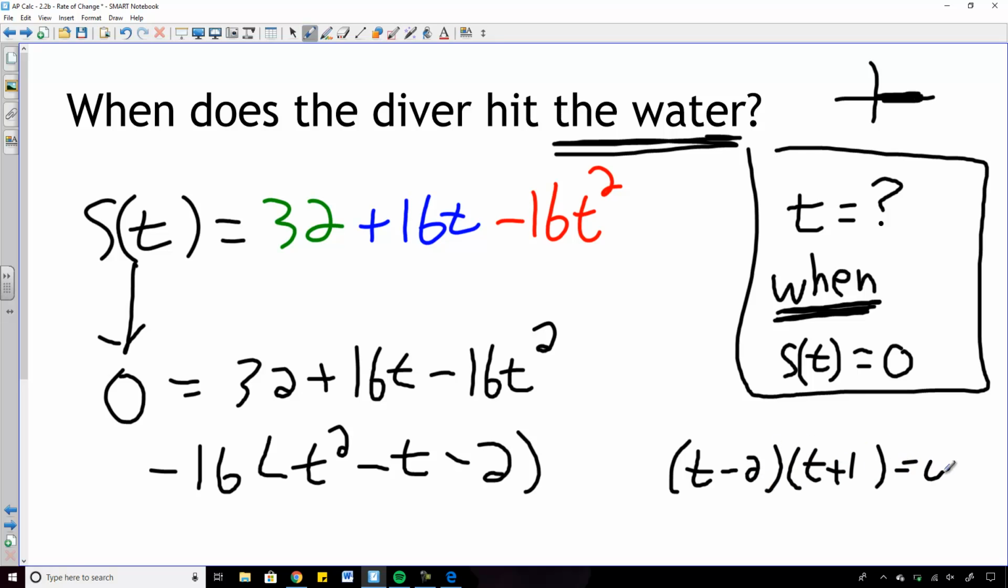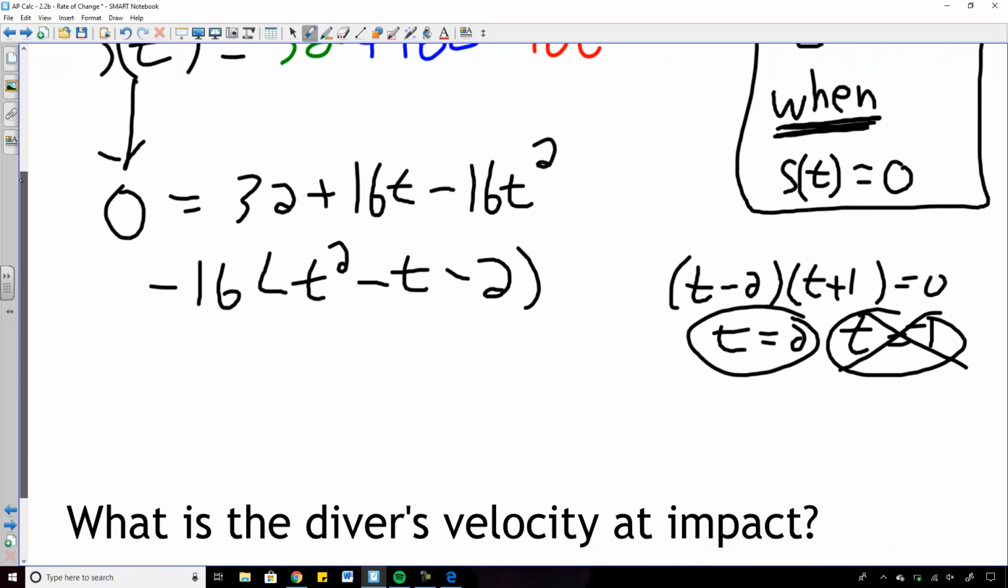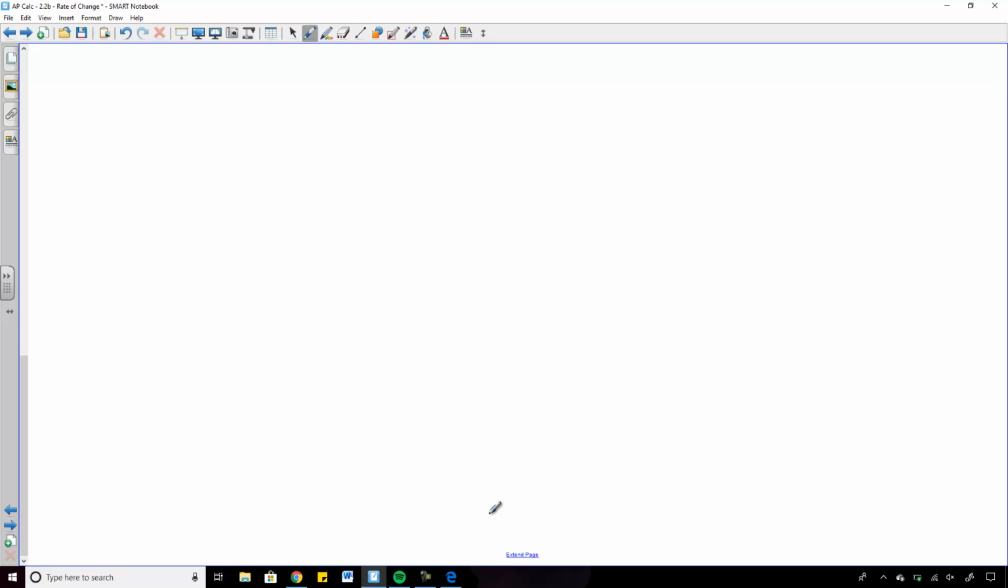You need to review this if you don't know it. t is equal to 2, t is equal to negative 1. Now, I have these two times, but which time do you think is the one that we should use? Logically, it couldn't have happened before I jumped, so I throw out the negative 1. So that's what's going on there. Okay, rewind and look at that if you need to. I'm trying to hurry up here because I don't want to drag this video on too long.